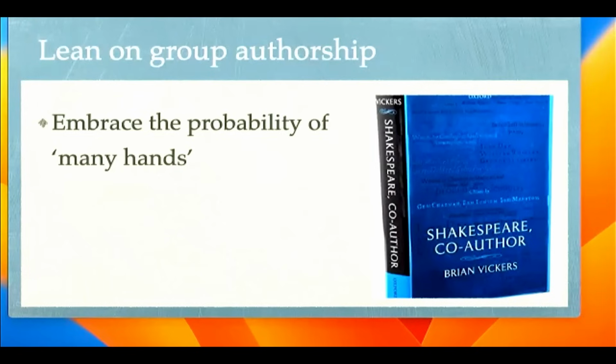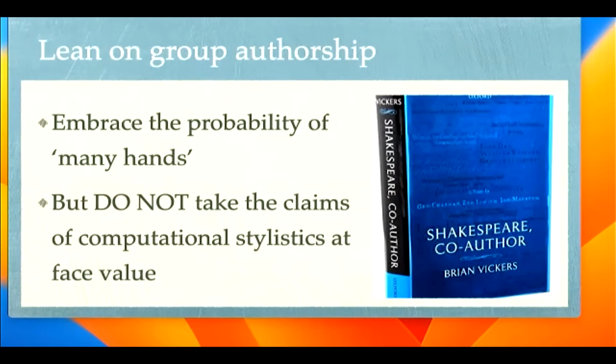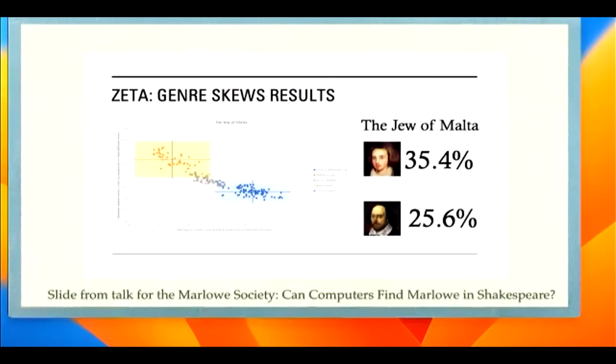We don't know. We don't have the holograph manuscripts. We don't know who was involved in making changes at any stage before they get nailed down in the Folio, right? So lean on it, embrace it, but do not take the claims of computational stylistics at face value. I've done some work on this from my computing background. I'm just going to share two slides from a different talk that I did for the Marlowe Society.